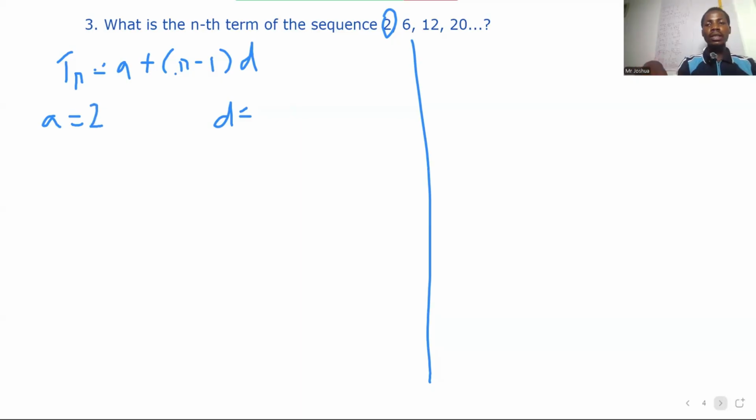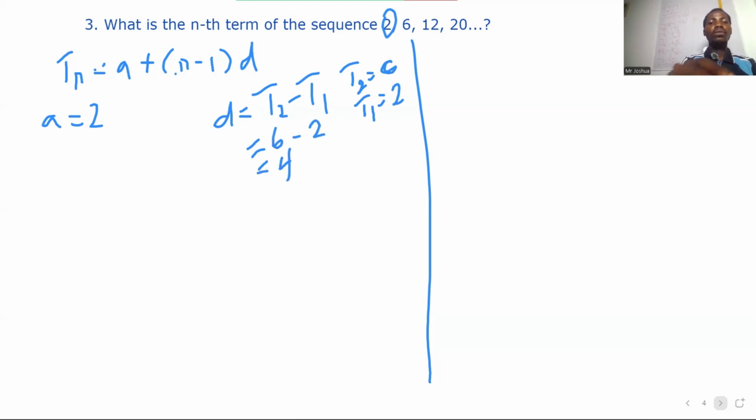2, and our d is going to be our common difference, which is what? T2 minus T1. Like I said the other time, T2 is what? Our T2 is 6, and our T1 is the same thing as 2. So that means we're going to have 6 minus 2, which is going to give us what? 4. So our D equals 4 here, and our A equals what?